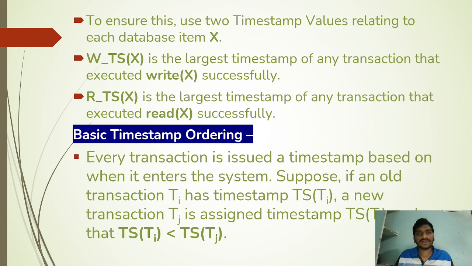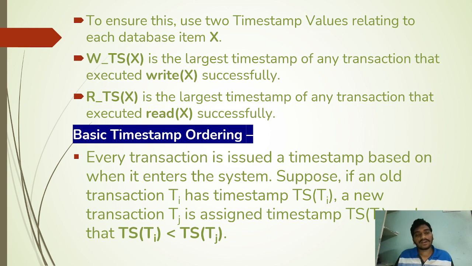To ensure this, we use two timestamp values relating to each database item X. WTS of X, the write timestamp of X, is the largest timestamp of any transaction that executed write of X successfully. And RTS of X, the read timestamp of X, is the largest timestamp of any transaction that executed read of X successfully.